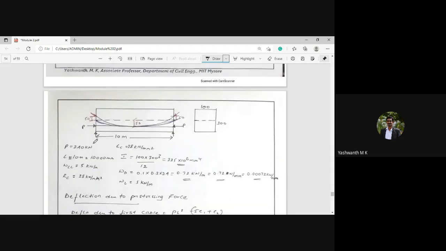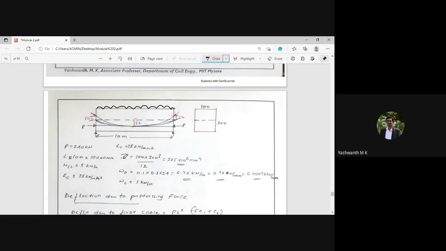First, initially calculate all the parameters. That is P, the pre-stressing force induced in each cable, equal to 240 kilonewton. Span is 10 meters, that is 10,000 millimeter. Next, live load. The live load acting on the beam is 5 kilonewton per meter. This will be the live load acting on the beam, and very important, it is a uniformly distributed live load. Is it clear? Next, modulus of elasticity of concrete, 28 kilonewton per millimeter square.